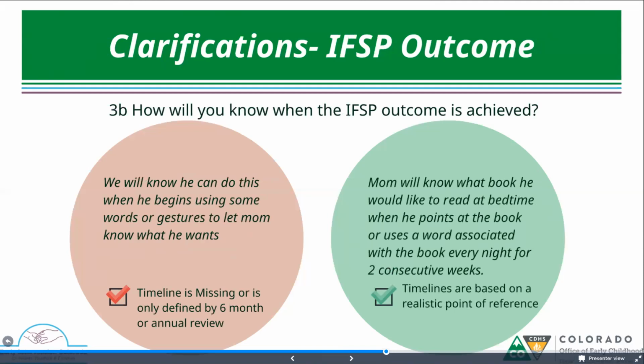If we look at the next example, mom will know what book he would like to read at bedtime when he points at the book or uses a word associated with the book every night for 2 consecutive weeks. So this one we see a timeline and we have a realistic point of reference for that outcome.